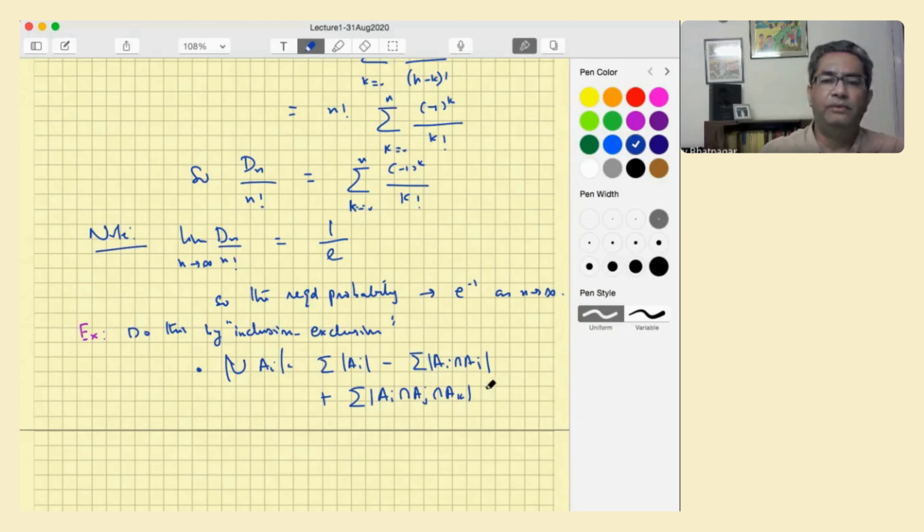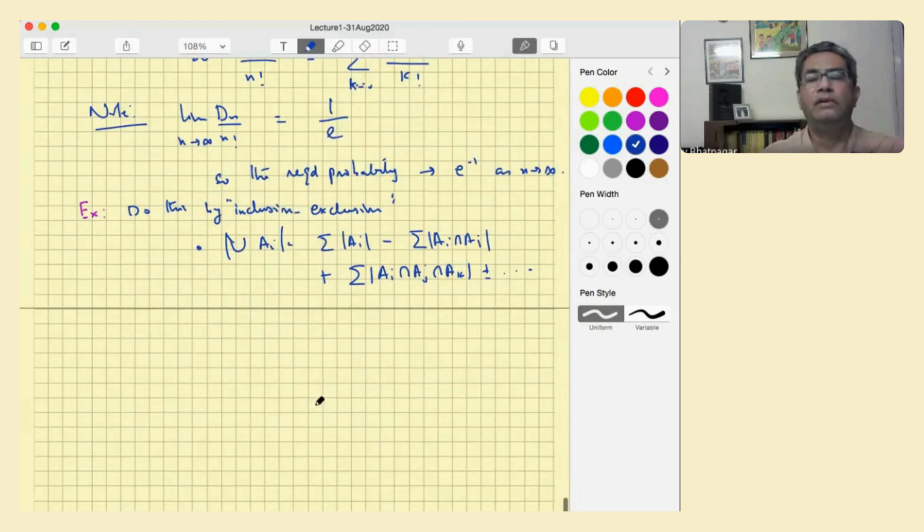So I not equal to J and so on. This is inclusion-exclusion, and that is completely equivalent to whatever we did. Okay, any questions so far?